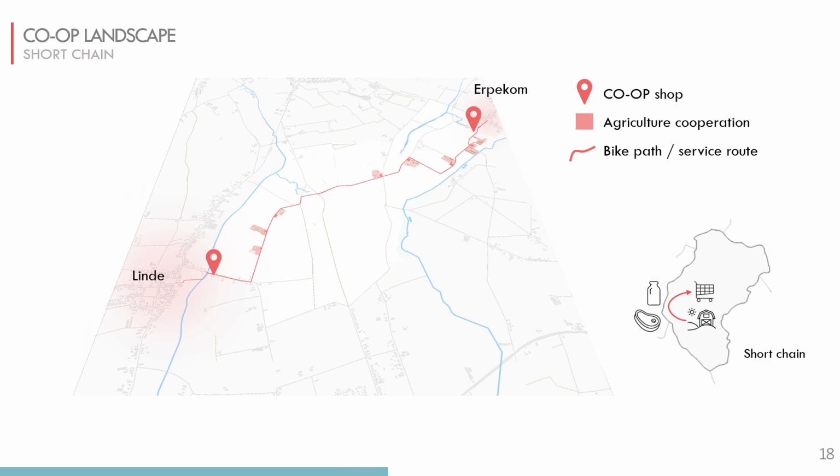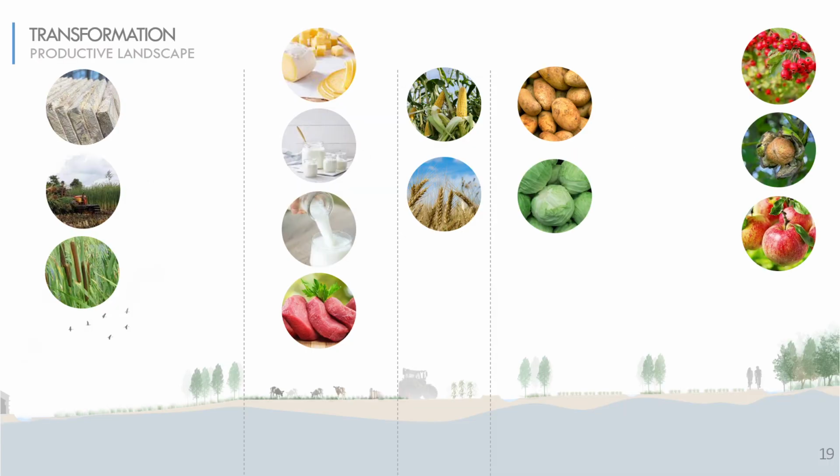The route can be used as a service route that connects the two farm stores, but also as a recreational path that connects Erpekom with Linde and makes local use possible. In this way, we get a more productive landscape that contributes more to the environment. Each farm will have its own focus, so each business will take care of a particular zone.